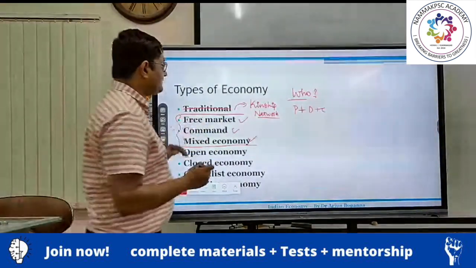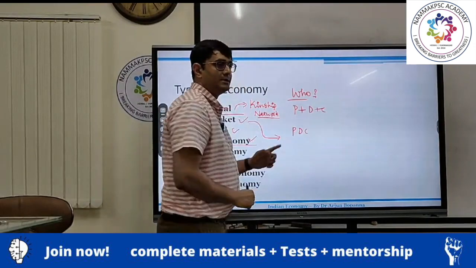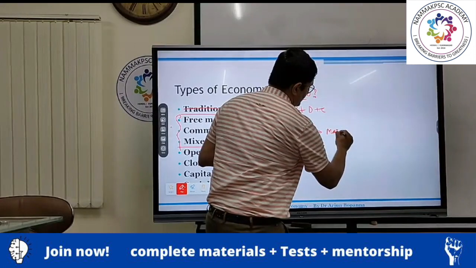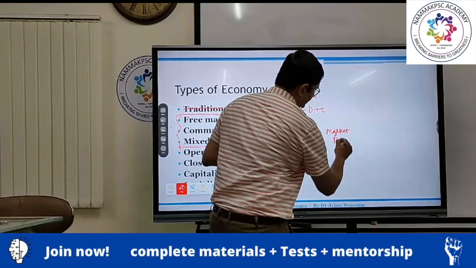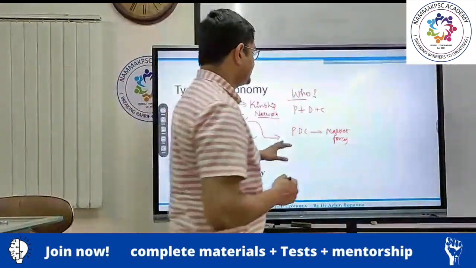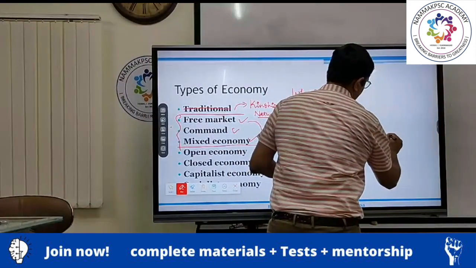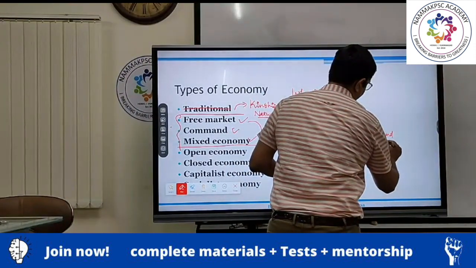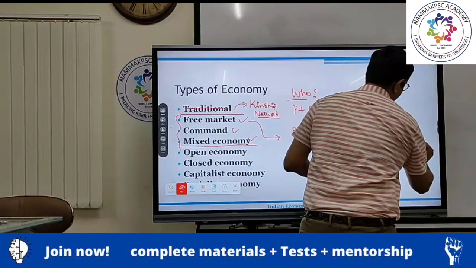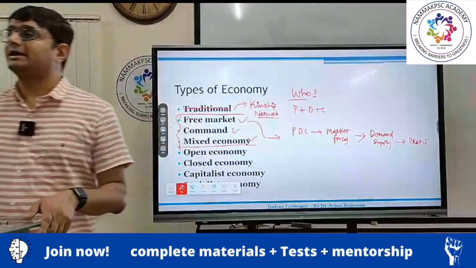Okay, so free market economy is where production, distribution, and consumption is decided by the market forces on the basis of demand and supply, with the intention to maximize one's profit. This is what is known as free market economy.